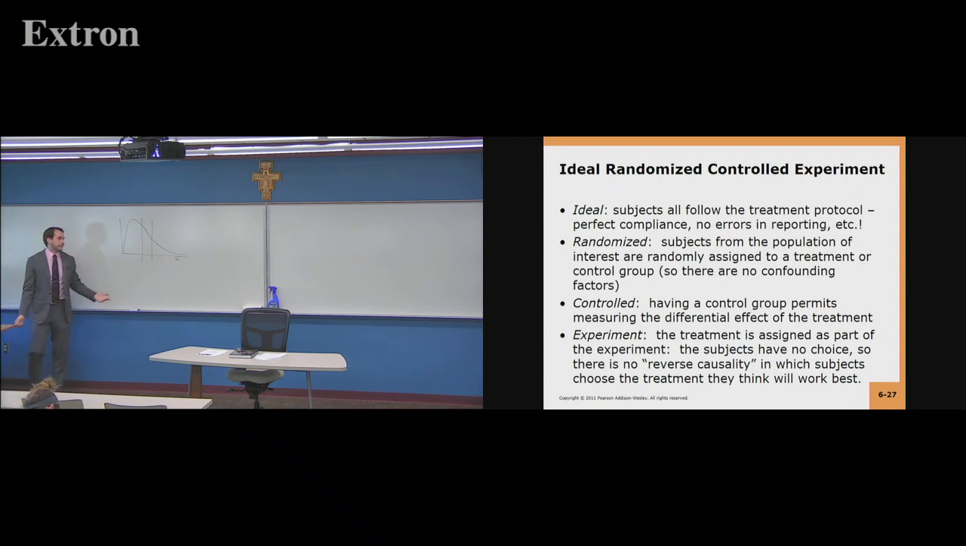And finally, experiment. The treatment is assigned as part of the experiment. The subjects don't have a choice, so there's no reverse causality. The characteristics of the individuals aren't impacting whether or not they undertake the treatment. The treatment is forced on them.